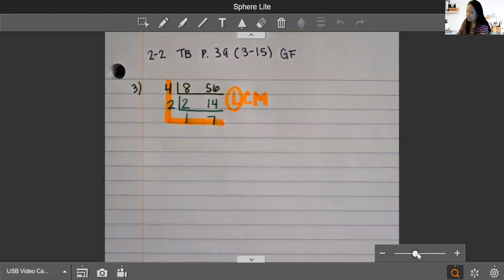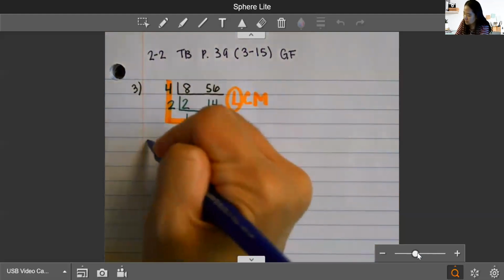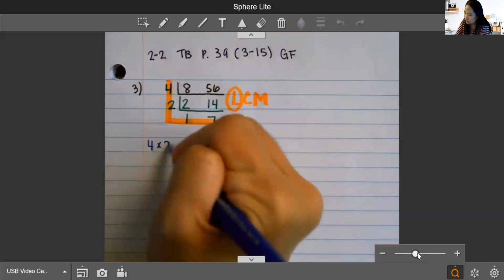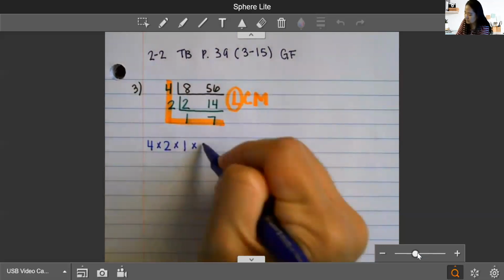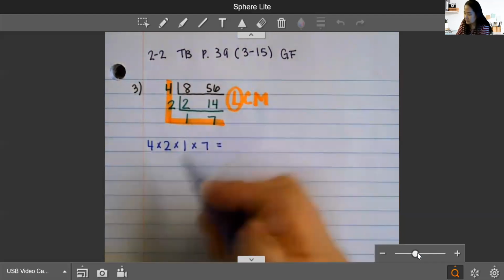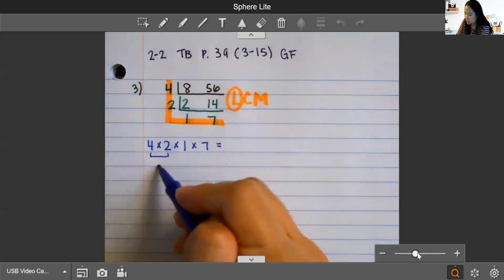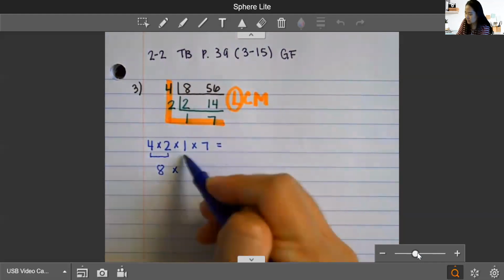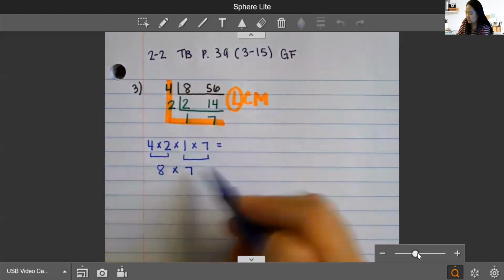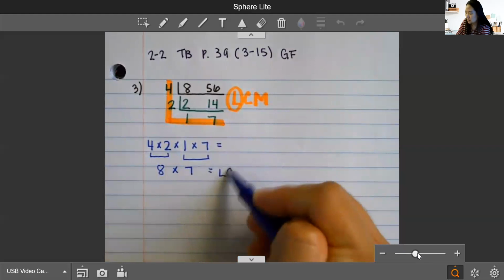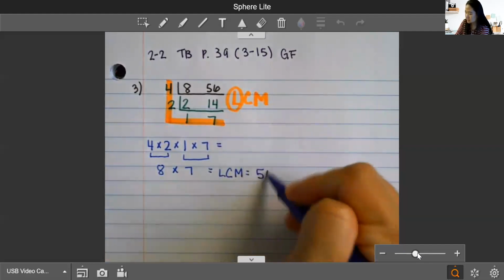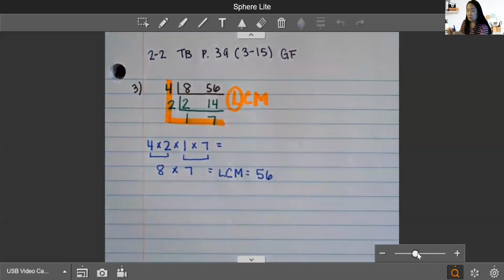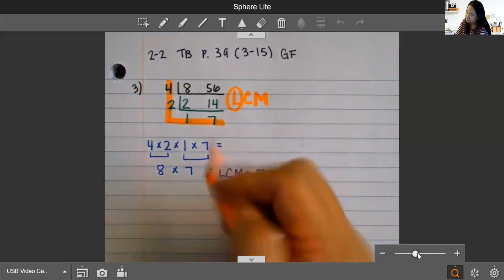Okay, so your least common multiple is what you get when you multiply all of these numbers. 4 times 2 times 1 times 7. So I'm going to multiply 4 times 2, which is 8, and 1 times 7, which is 7. So your least common multiple equals 56. And I'm going to box that answer.